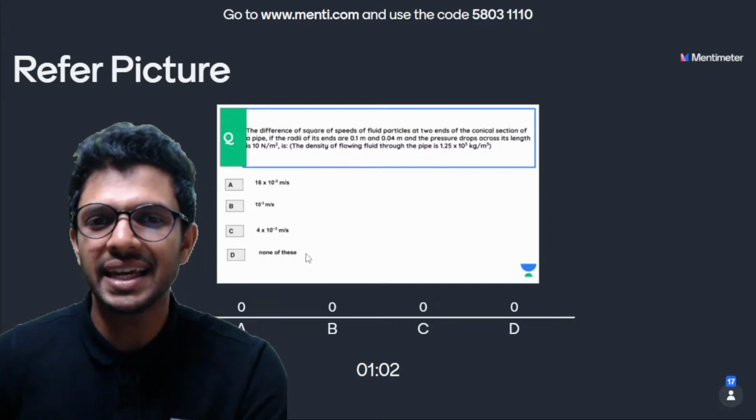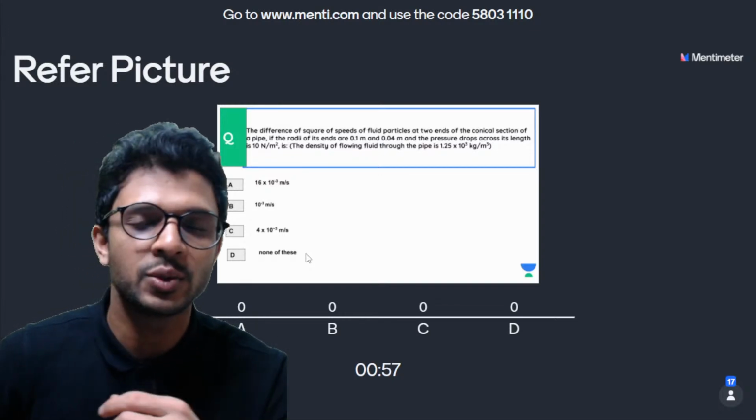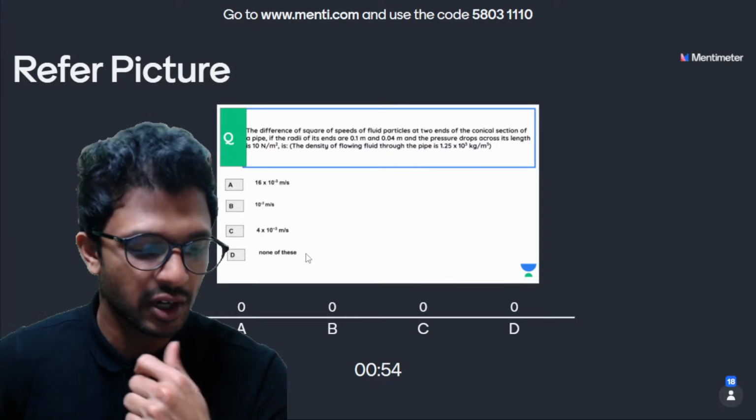Okay, I'll give you a small hint. There is enough time now for everyone, right? The small hint is to use the Bernoulli's principle concept and then solve it.